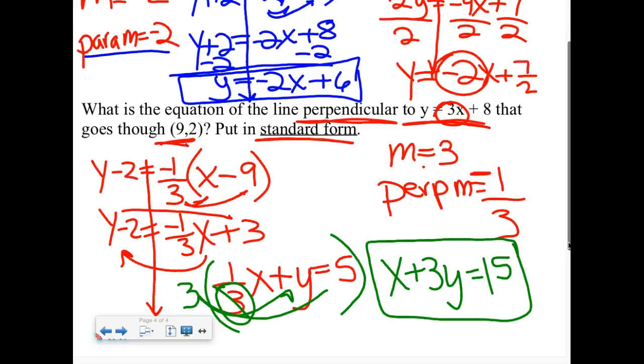Make sure you are reading the directions. Make sure you are reading, do they want parallel? Do they want perpendicular? Do they want point slope form? Do they want standard form? So make sure you're reading all your directions.